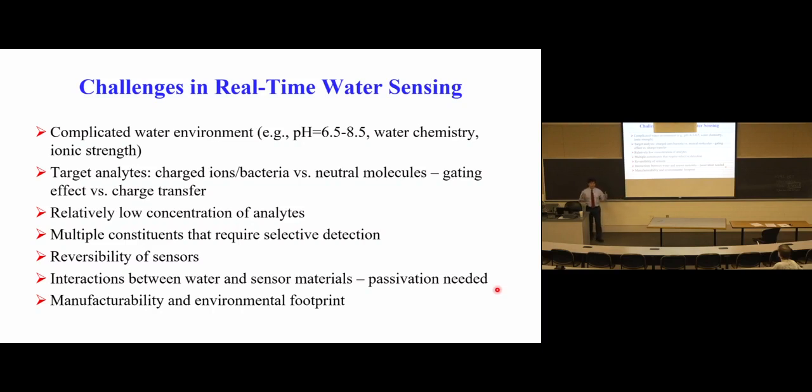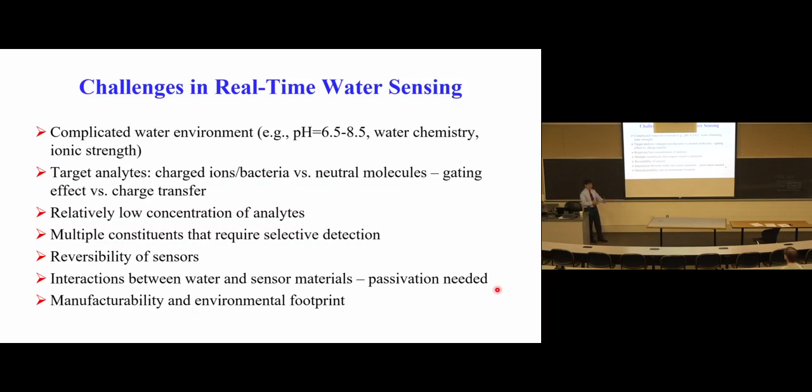If you look at the detection itself in the water, it's a pretty complicated system. It's not just H2O. There are many other components in the water, and the water chemistry can change from location to location. pH will be different, and there are different species in the water, charged versus uncharged, so you need to be able to differentiate those species. And very often, when we talk about contaminants, they're present at low concentrations of parts per million, parts per billion, parts per trillion, so it's very hard to detect them at this low concentration. And because of the multiple contaminants, you need to be able to differentiate them. So selectivity is always a major challenge.